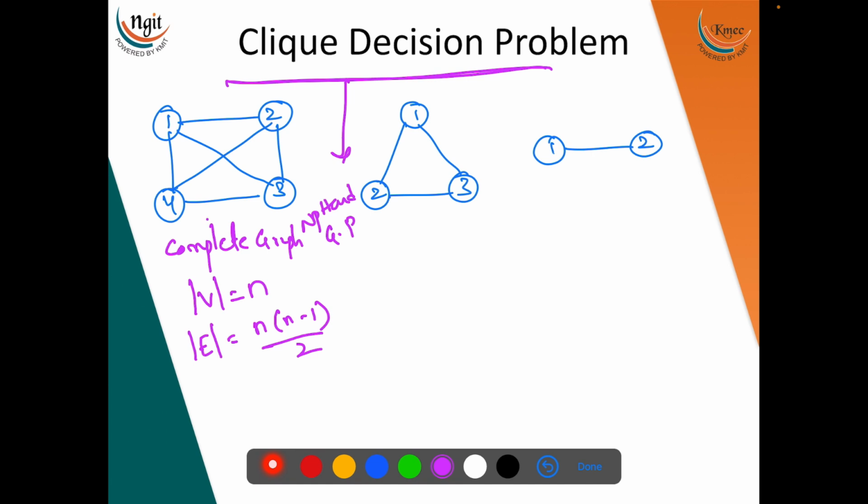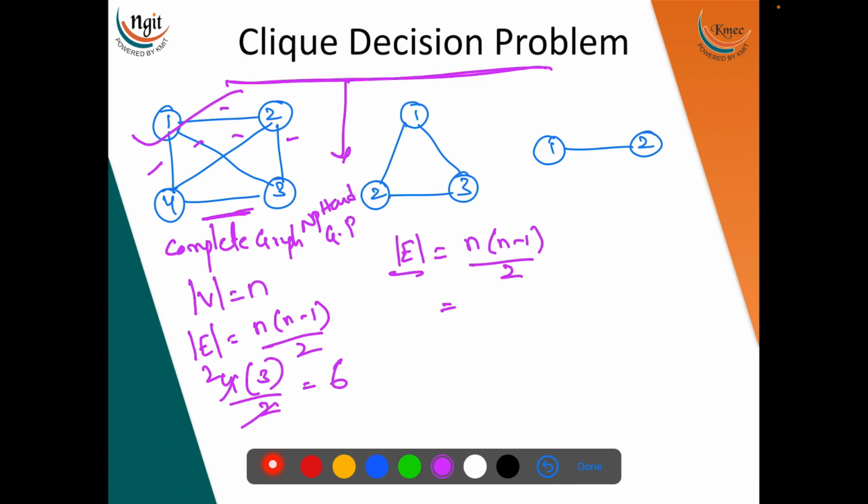So what is the n value in the case of this graph? The n value is 4. That means 4 into 3 by 2. The answer is 6. Did you find 6 edges? Count them: 1, 2, 3, 4, 5, 6. Now it is a complete graph. And come to this one; it is also a complete graph. To make sure, find the number of edges according to this formula. The number of vertices is 3, so 3 into 2 by 2. The 2 will get cancelled, giving 3, that is 1, 2, 3 edges. Perfect. Now it is also a complete graph.